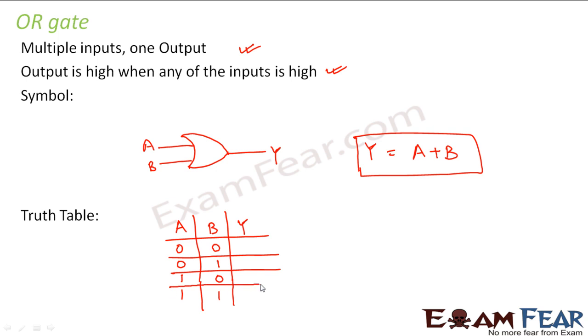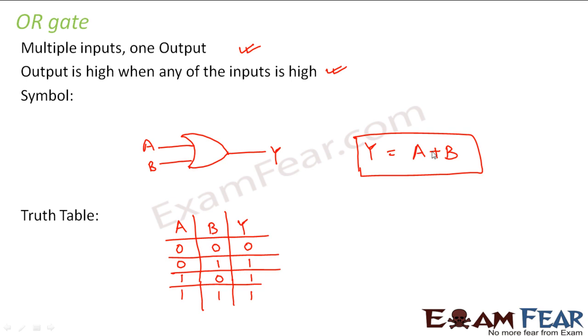Now let us see what are the outputs that we'll get. When A is 0, B is 0, what will be Y? It will be 0. When A is 0, B is 1, what will be Y? It will be 1. When A is 1 and B is 0, it will be 1. When both are 1, it will be 1.